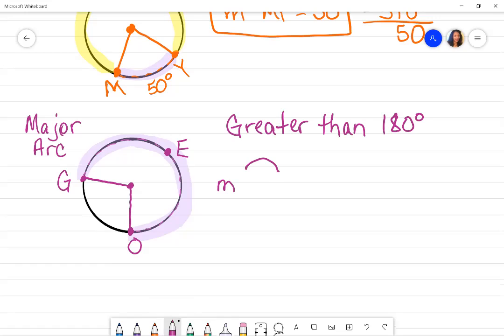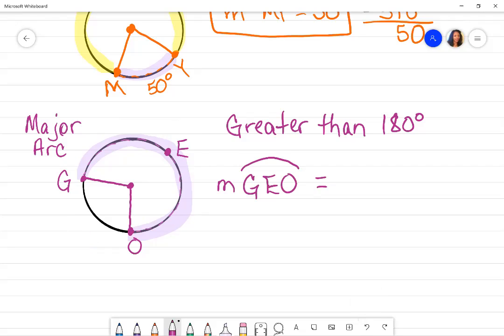So if I ask you to find the measure of arc GO, again, you wouldn't know. Are you talking about this GO or that GO? So if we are referring to major arcs and semicircles, you want to have three letters. I am referring to a major arc in this picture. So GEO, and then the arc symbol. Well, what is the measure of arc GEO? I would have to have some kind of information to figure that out.